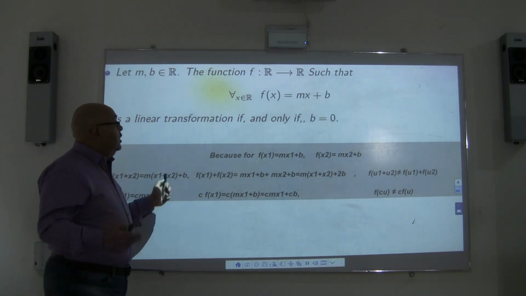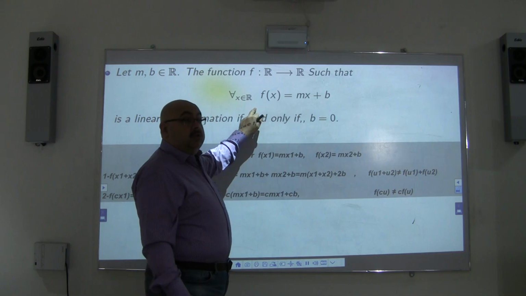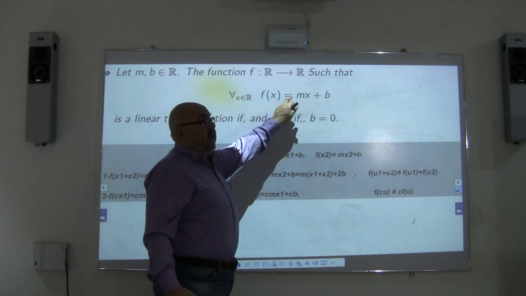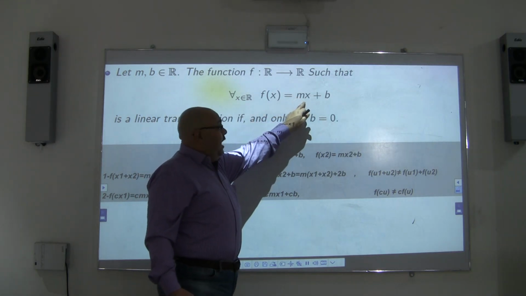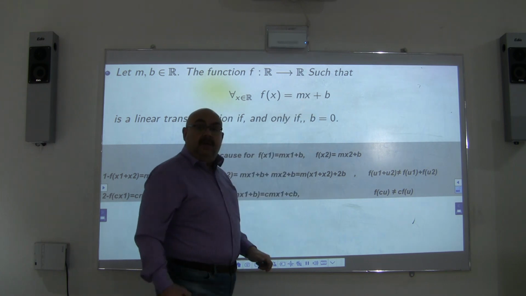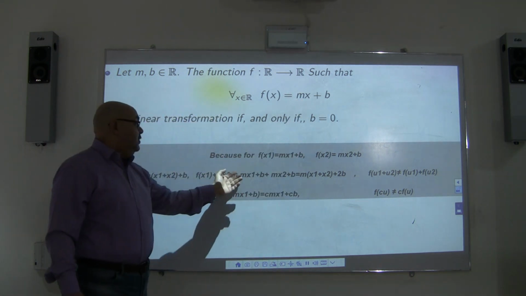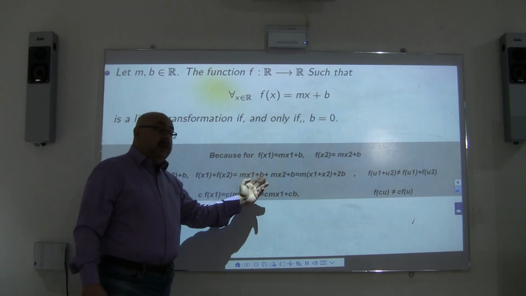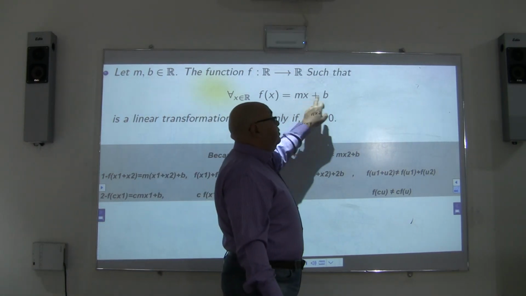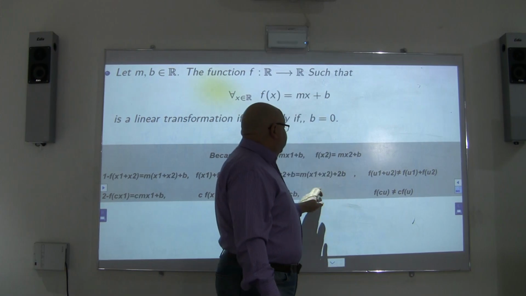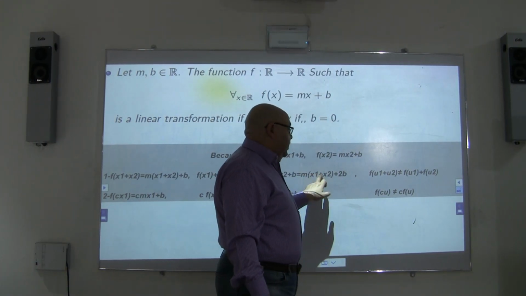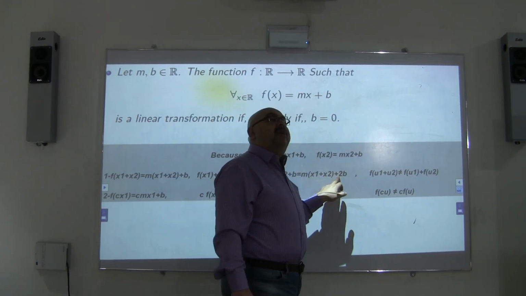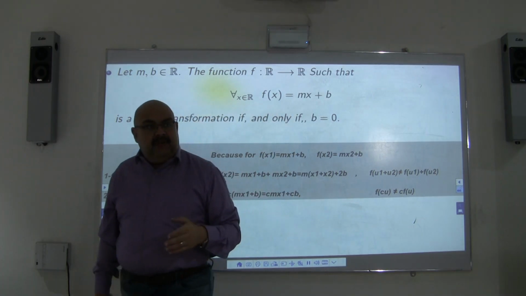I will take two values, x1 and x2. After mapping it's going to be m x1 plus b and m x2 plus b. That's the two values, m x1 plus b, m x2 plus b. If you add them together, you are not going to have mx plus b. You will have m of x1 plus x2 plus 2b, which is a violation of the addition property.